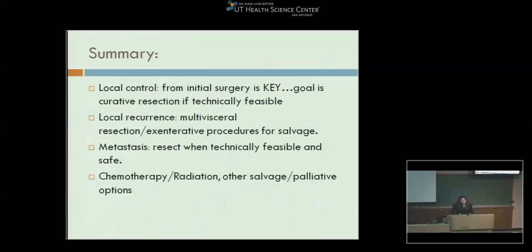Metastatic disease, again, try to resect if feasible and safe for the patient, of course. And then there are other options like chemotherapy, radiation, as well as salvage and palliative options for patients that are unresectable.